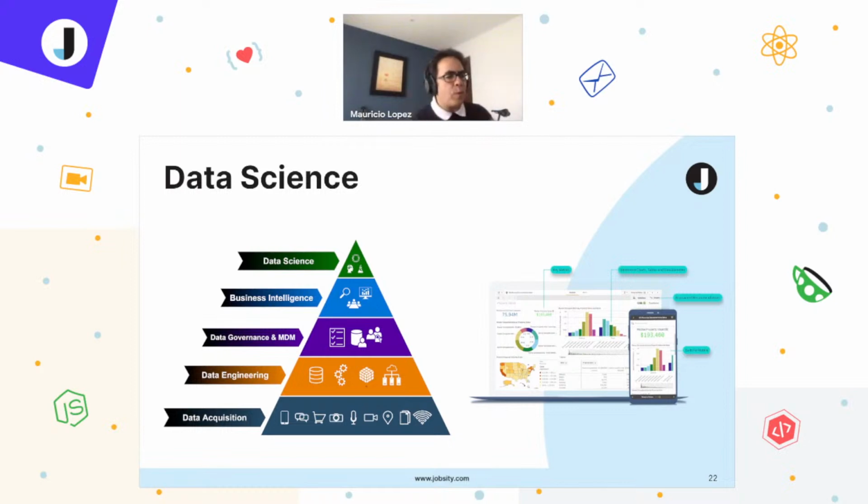Data engineering, where do we put the data? How do we move the data? How do we transform the data in the middle before we put it in a data warehouse or a data lake? And then applying business intelligence.